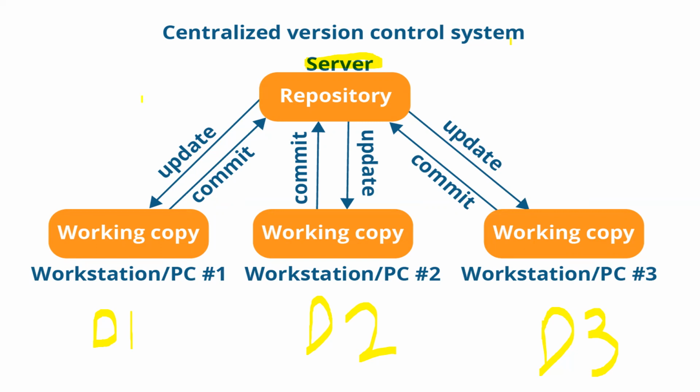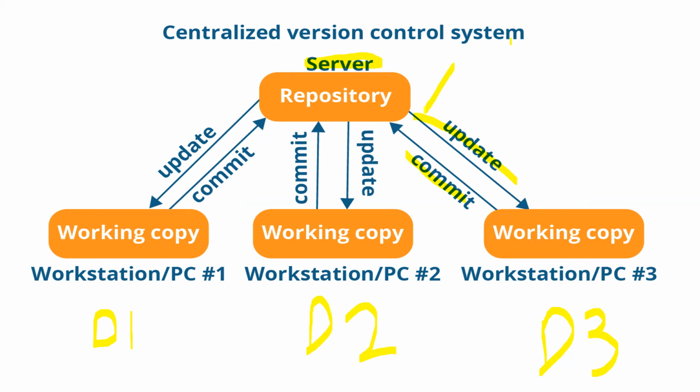As D1 makes his changes, he will update the code and commit it. So basically the same code can be used by D3 as an update request from the server. After implementing his changes, he can commit it to the server so that both D1 and D2 can update the code accordingly. So basically, this server has a great limitation, which is the central repository.